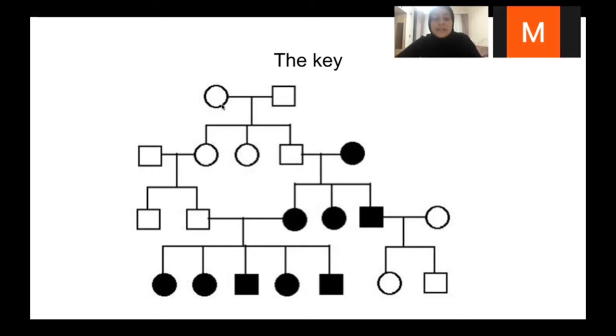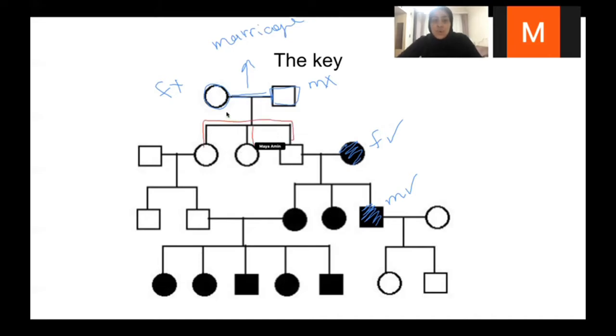Okay, so for example here, the unshaded circle is going to be the female not showing the trait, and the unshaded square is going to be the male not showing the trait, and the shaded circle is going to be the female showing the trait, and the shaded square is going to be the male showing the trait. Here, the horizontal line between a female and a male is going to be showing the marriage between them, and the bracket is going to be showing the children.